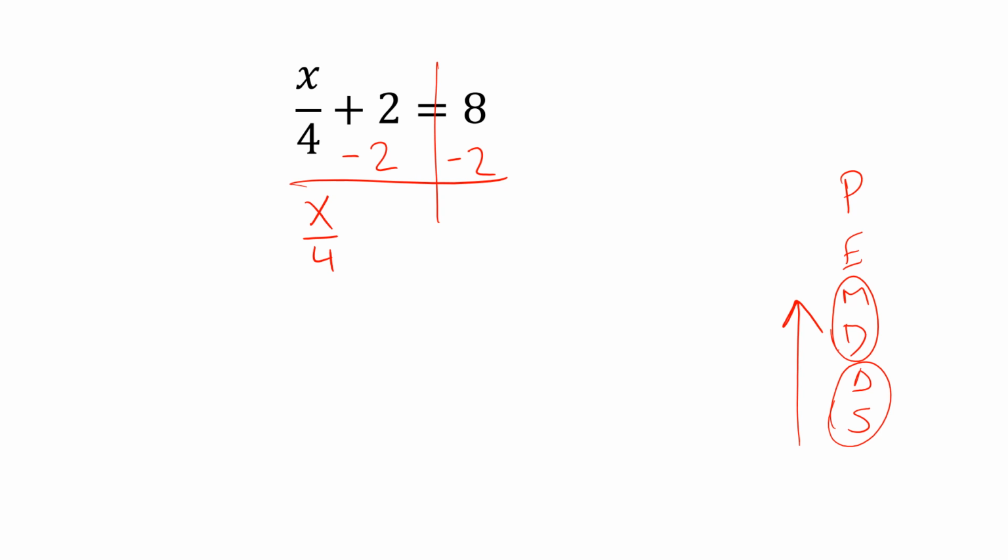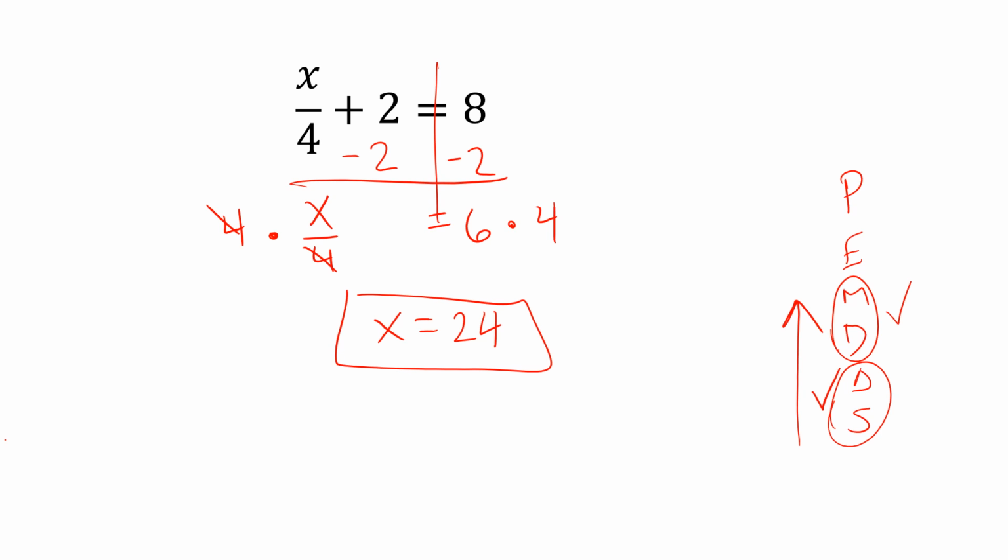X over 4 equals 6. Okay, now that part's done. I'm going to now undo the multiplication or division. This is x divided by 4, so I'm going to multiply by 4. And that'll be the second step. That's going to be over. So I'm going to multiply by 4, so these will cancel, and I multiply this by 4, and x equals 24. There it is.